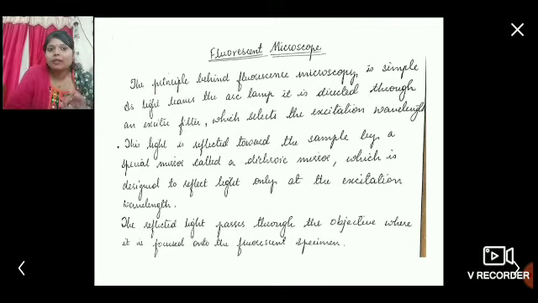There is a special mirror called a dichroic mirror which is present. The light is reflected towards the sample by this special mirror, which is designed to reflect the light only at the excitation wavelength. Only at the excitation wavelength is this going to work. The reflected light passes through the objective lens, where it is focused onto the fluorescent specimen.